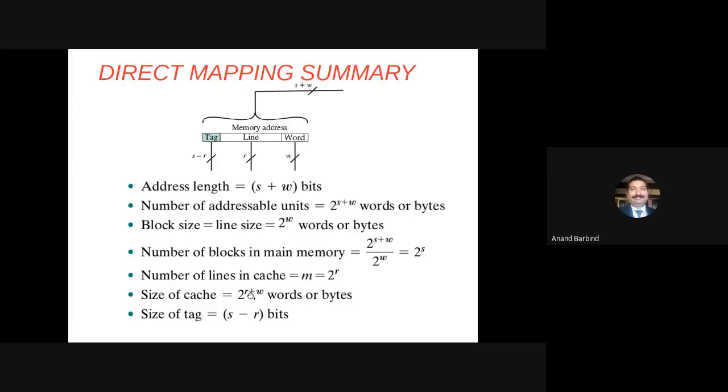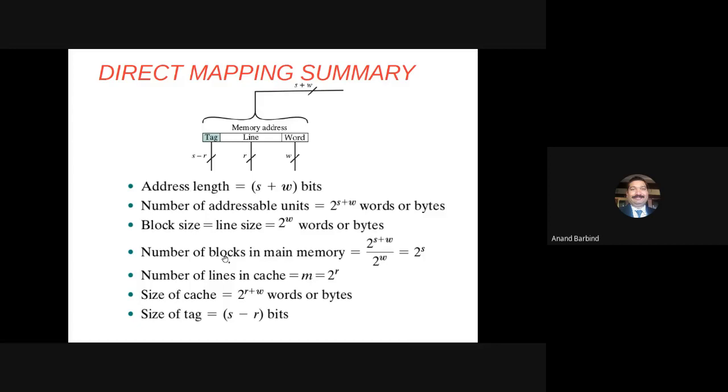Okay, so this is the total size of the cache. 2 to the power R is the number of lines. If you multiply this by the number of words in a block, that is 2 to the power R into 2 to the power W, that is 2 to the power R plus W. This is the number of words or bytes in the cache. Whereas the size of the tag, which is stored for each line in the cache, is s minus r bits. So these are the features of the direct mapping.